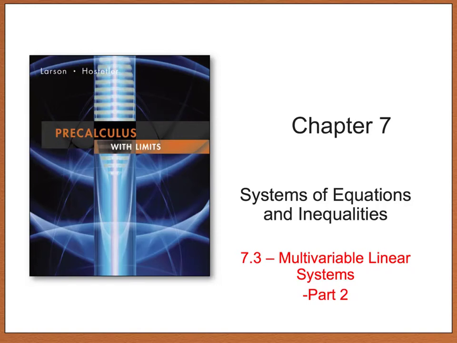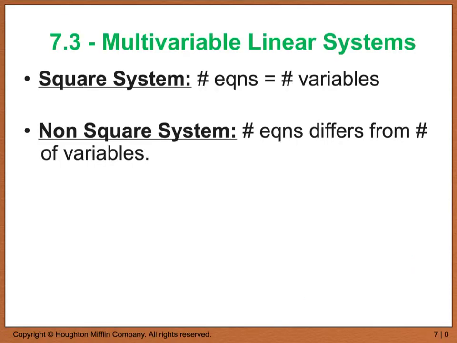Hello and welcome back to part 2 of section 7.3. We're still looking at multivariable linear systems. So far, the 3 examples that we've looked at have been what we call square systems. Now, a square system is where the number of equations is equal to the number of variables that are involved.